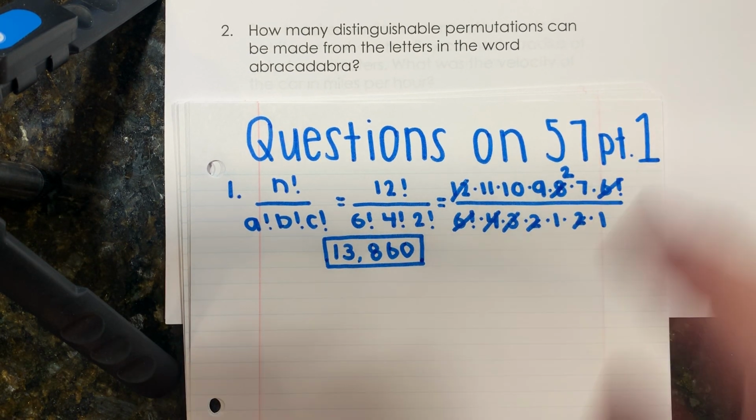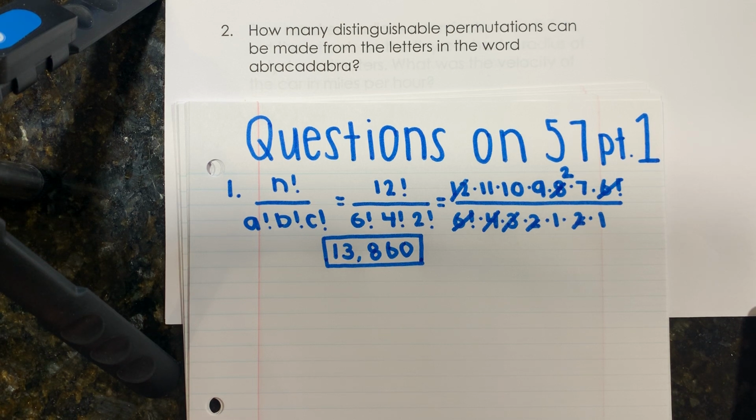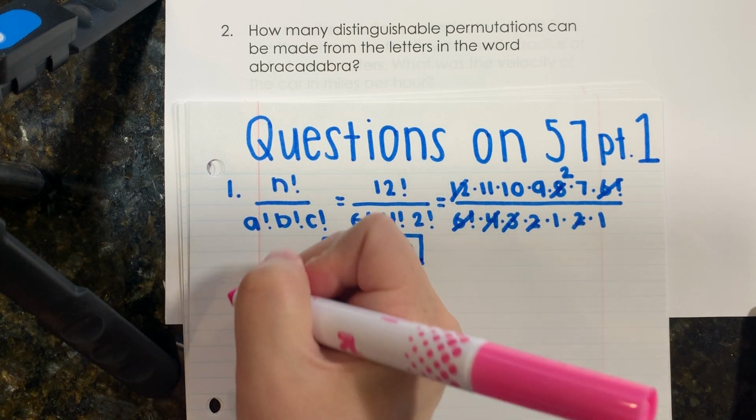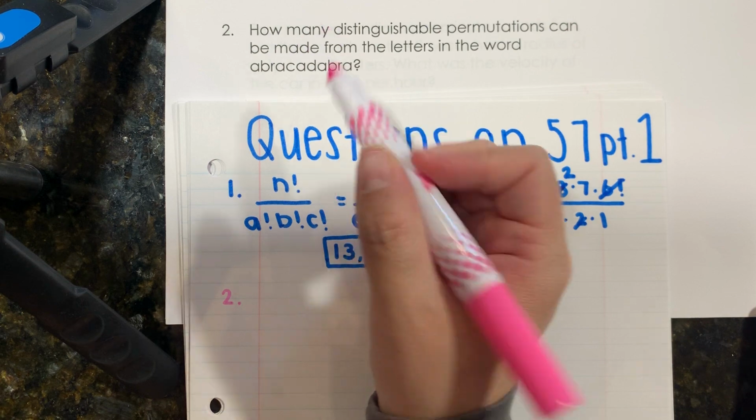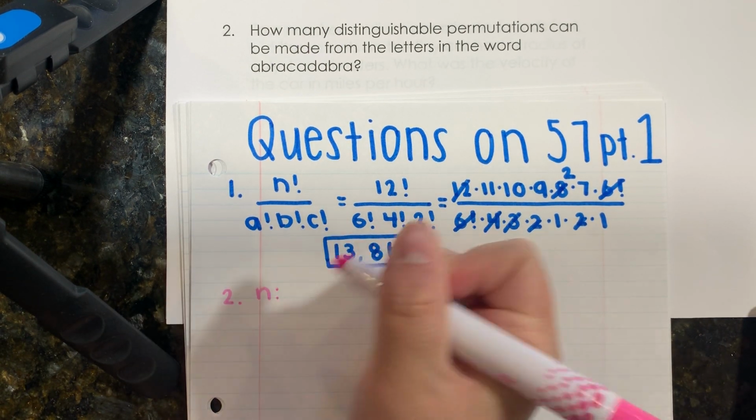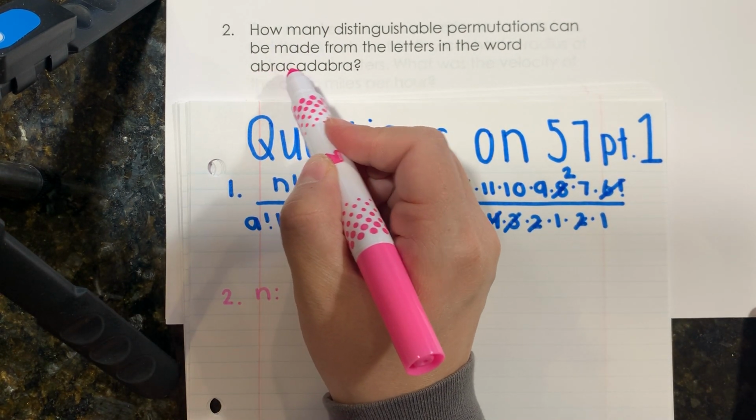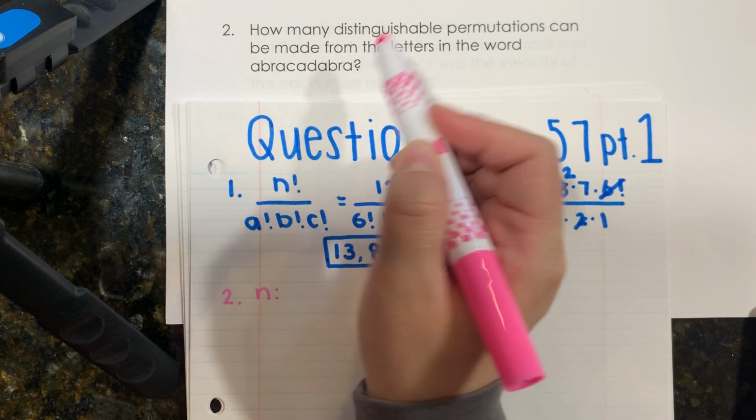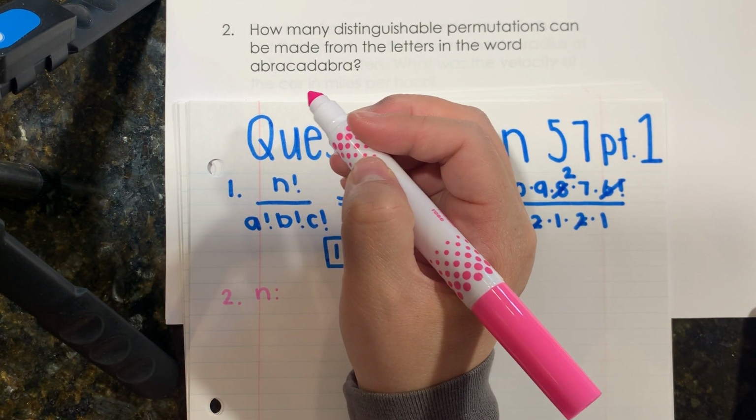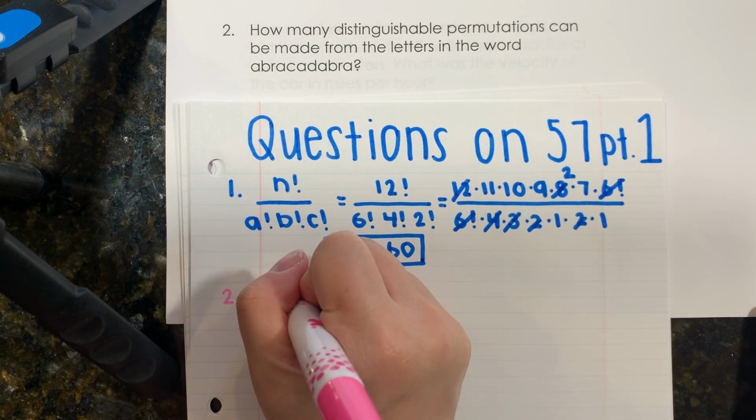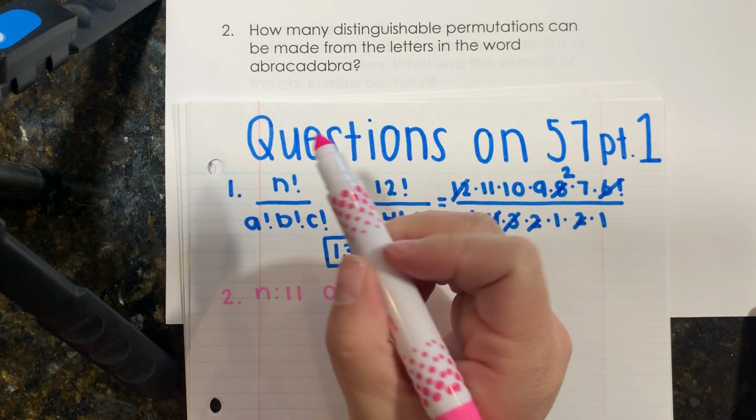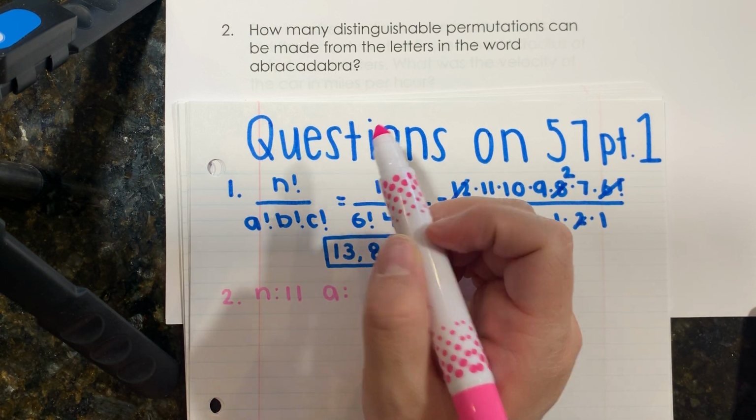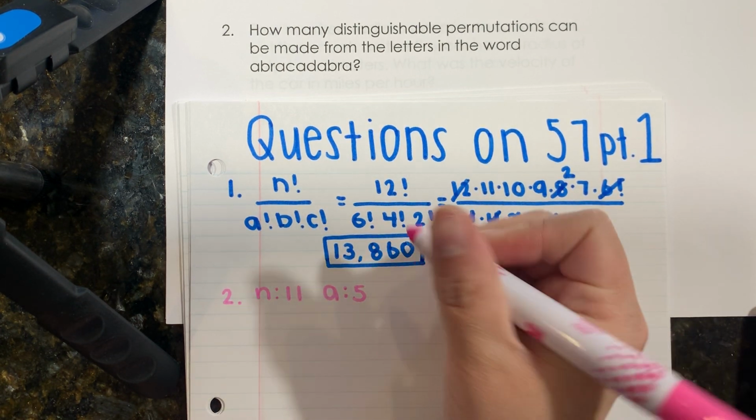Moving on, number 2. This one says how many distinguishable permutations can be made from the letters in the word abracadabra. For number 2, I'm going to use the same formula, but my n is going to be the total number of letters. So 1, 2, 3, 4, 5, 6, 7, 8, 9, 10, 11. And then I'm going to count the number of doubles. So A, I have 1, 2, 3, 4, 5 A's.